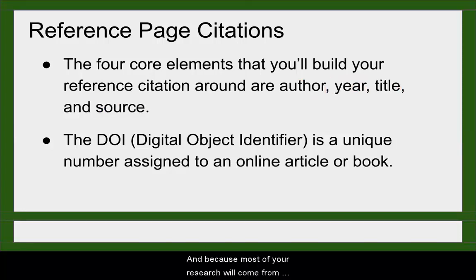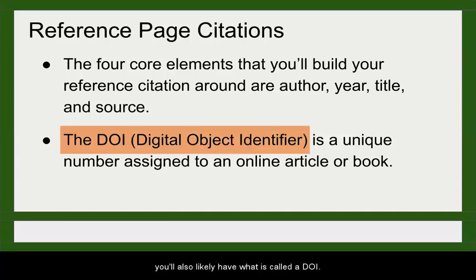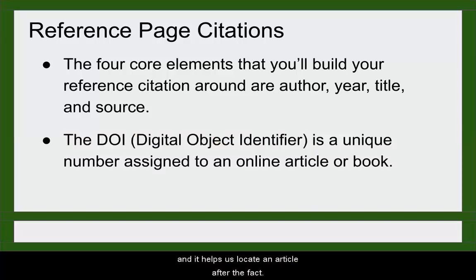And because most of your research will come from scholarly academic articles in the databases, you'll also likely have what is called a DOI. DOI stands for Digital Object Identifier, and it helps us locate an article after the fact. Not all academic articles will have a DOI, but most that were published after 2008 will.